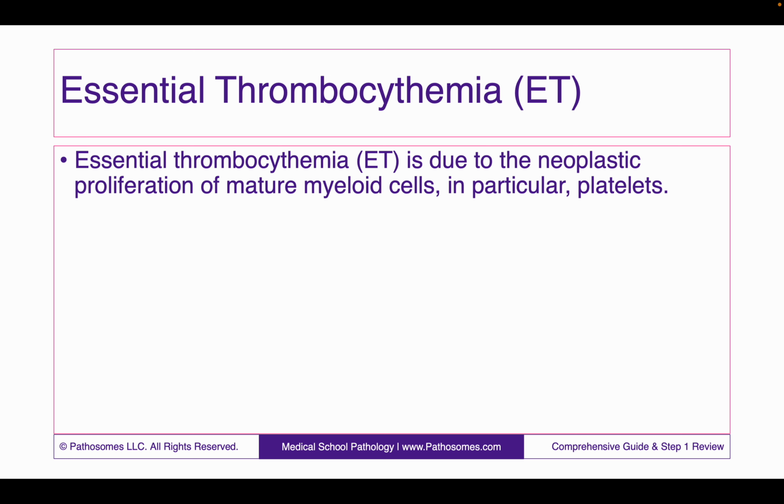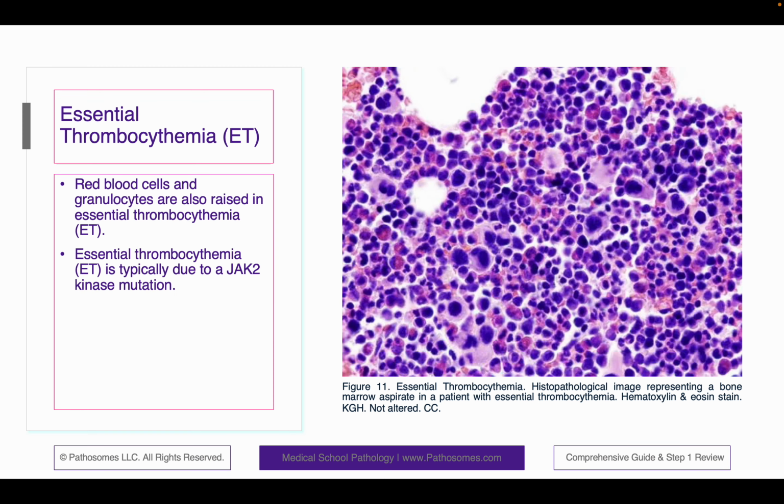Okay, let's move on to essential thrombocythemia. Essential thrombocythemia is due to the neoplastic proliferation of mature myeloid cells, in particular platelets. Here in this image, we have a histopathological representation of a bone marrow aspirate in a patient with essential thrombocythemia. Red blood cells and granulocytes are also raised in essential thrombocythemia.